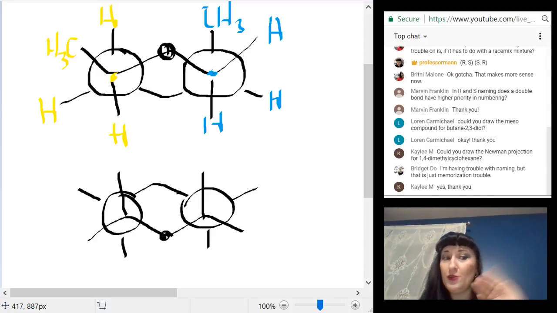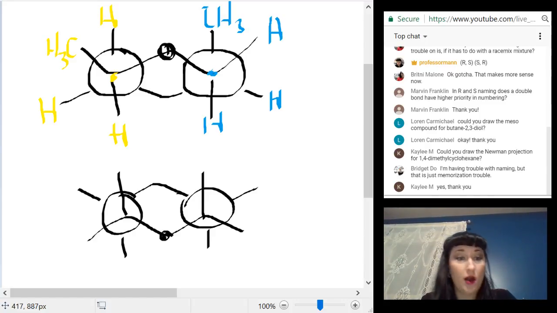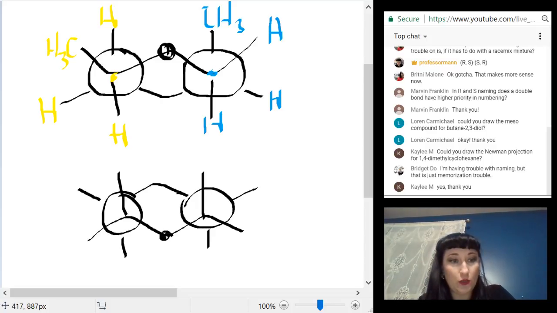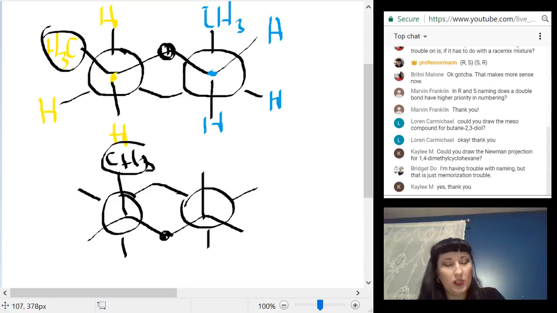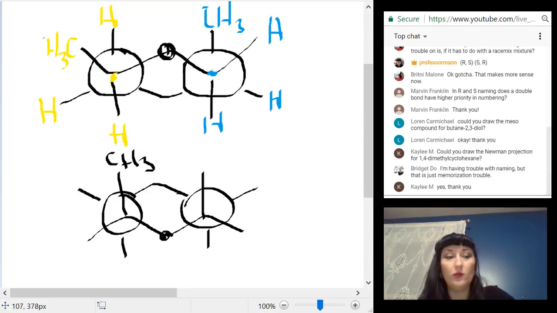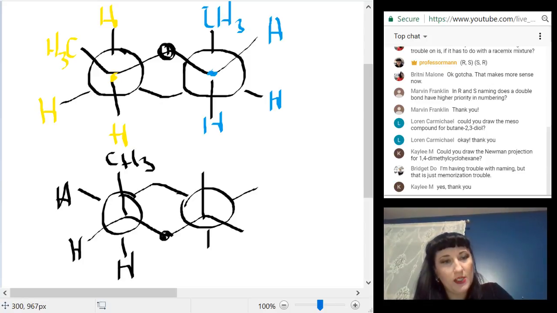So you can also show these as flipped chair conformations. In this case, you still have the CH3 pointing up. The CH3 is the same as that CH3. It's just one is equatorial and one's axial. Same as we've seen before with other such problems.